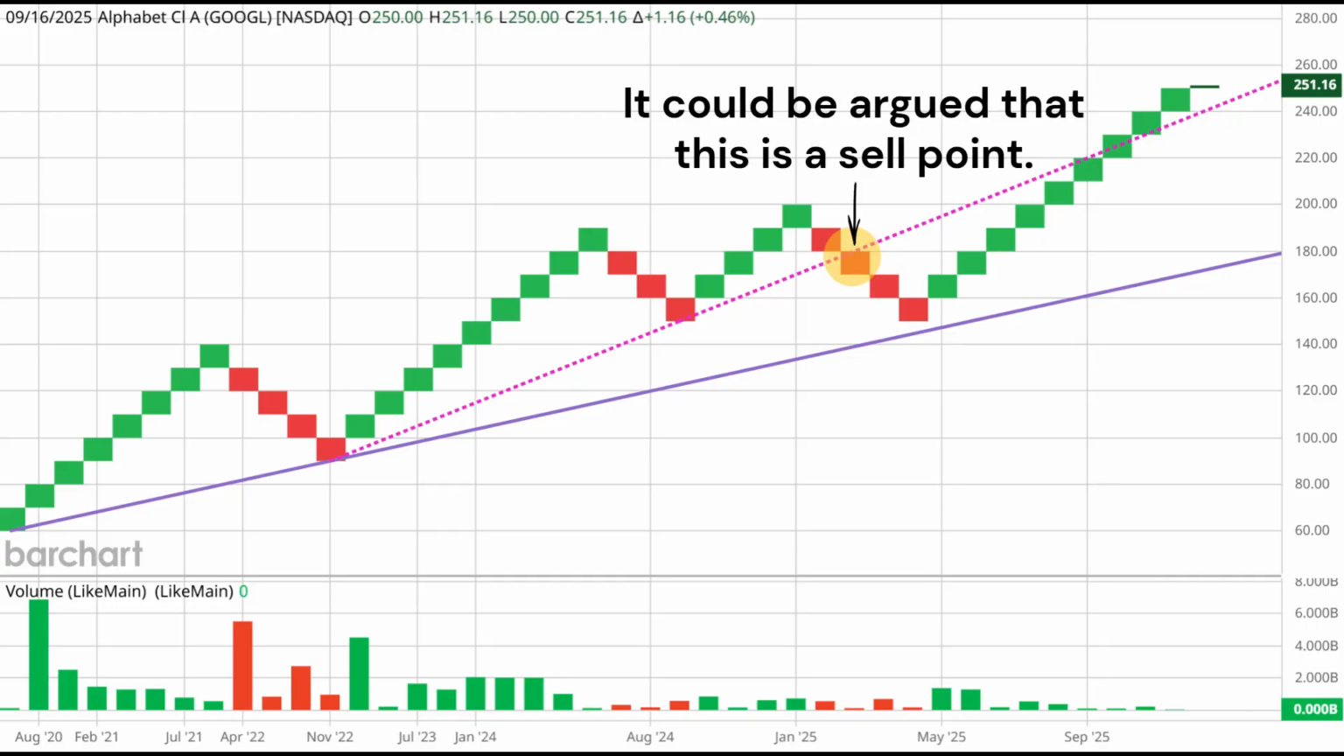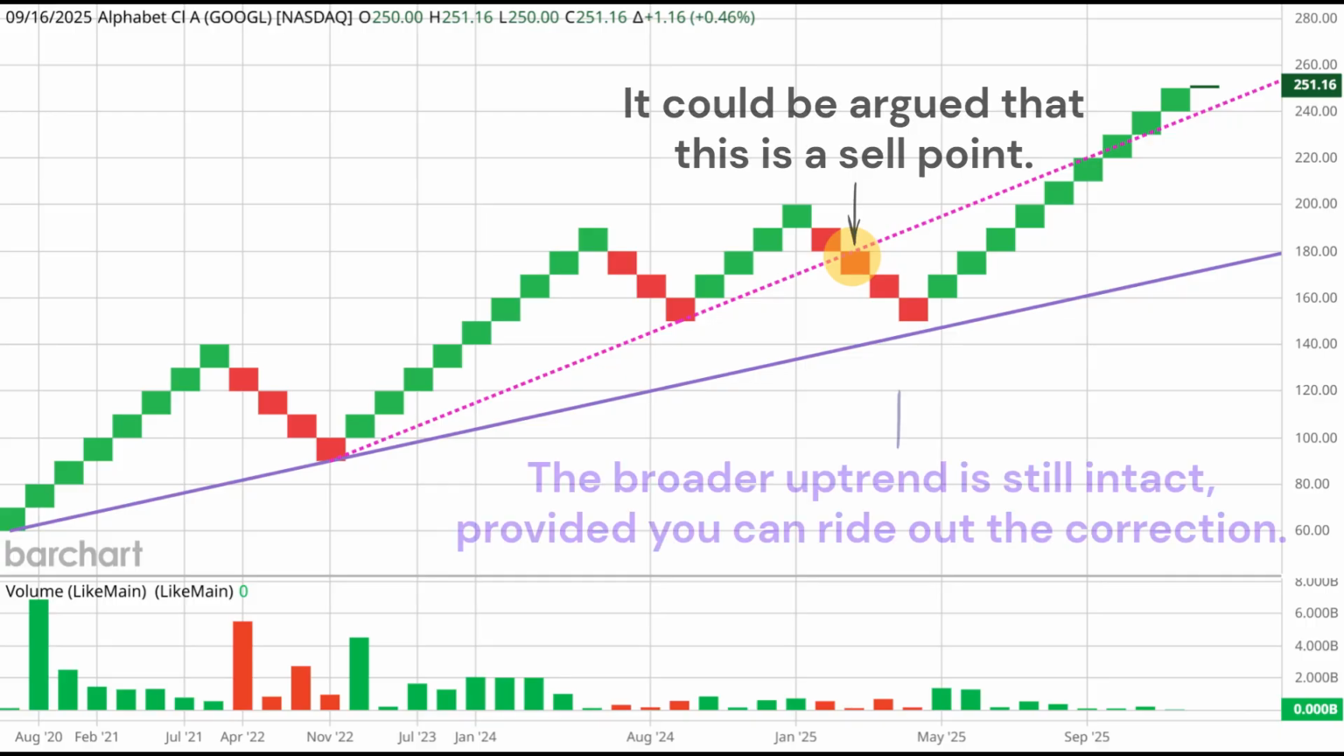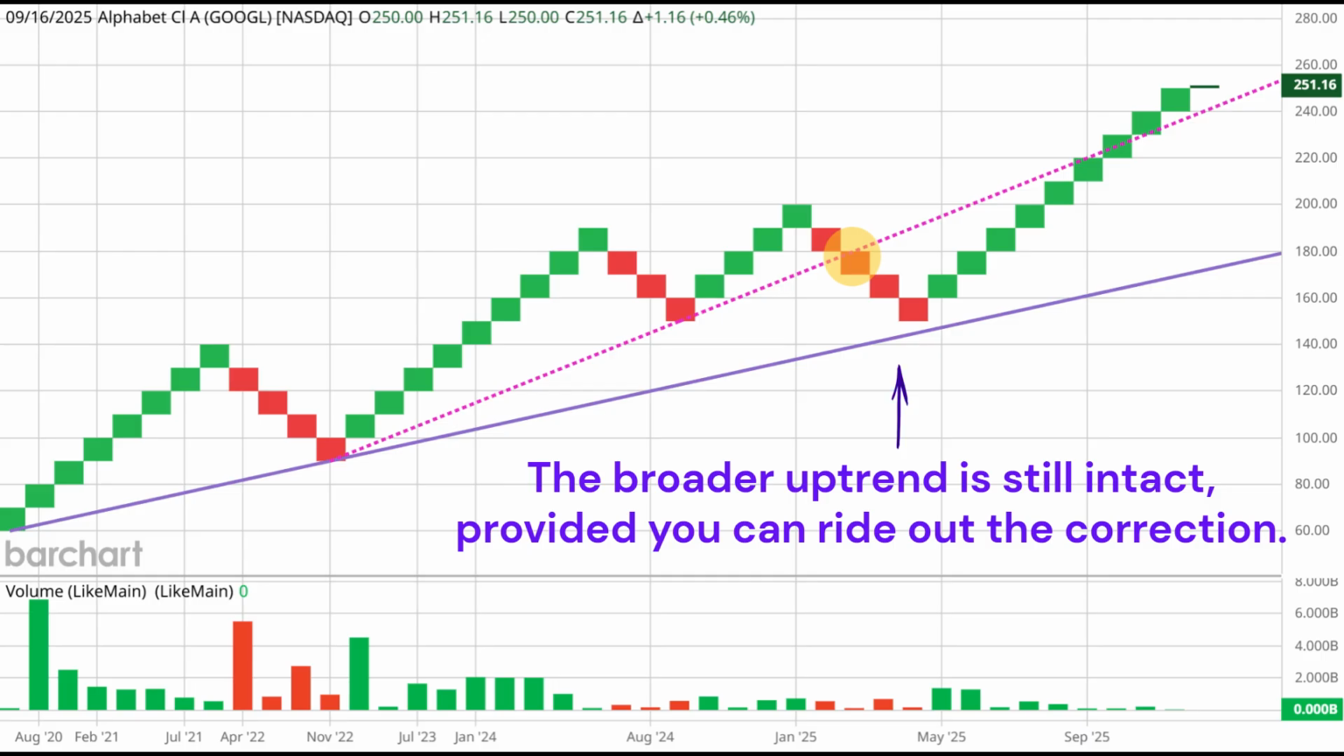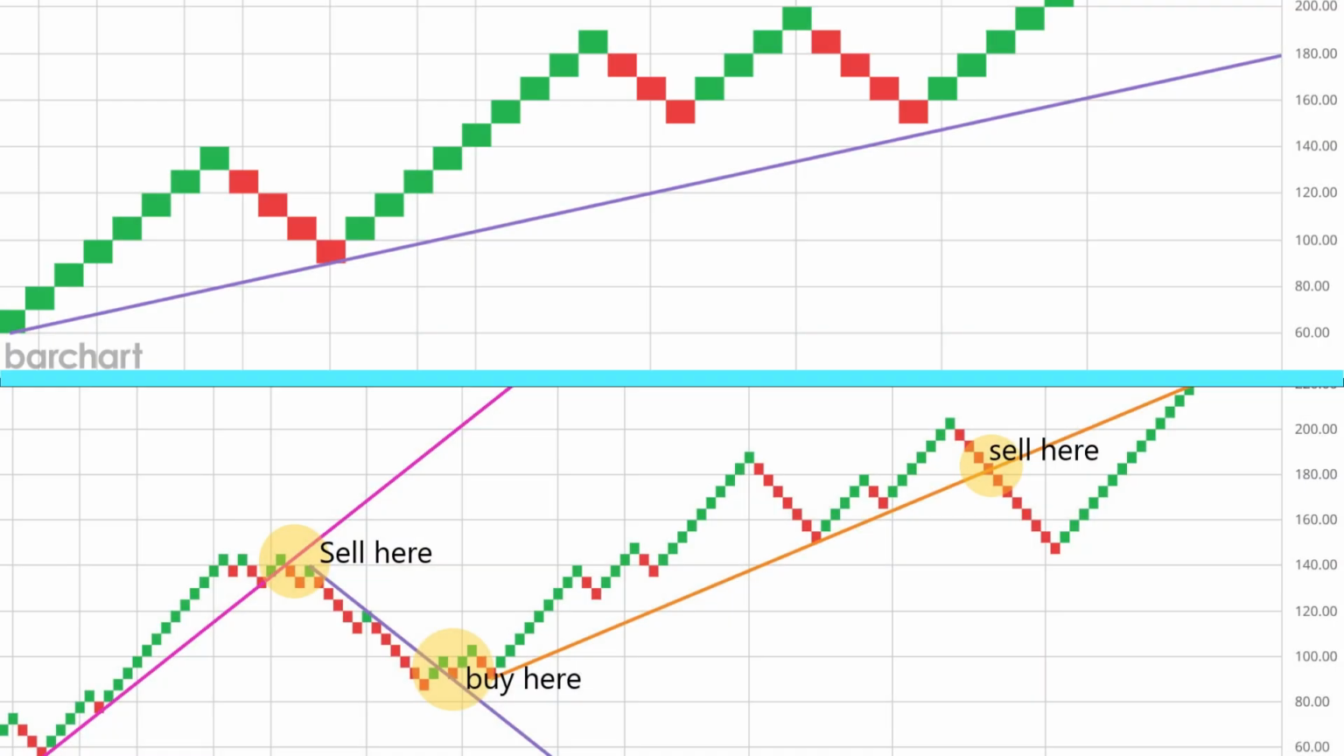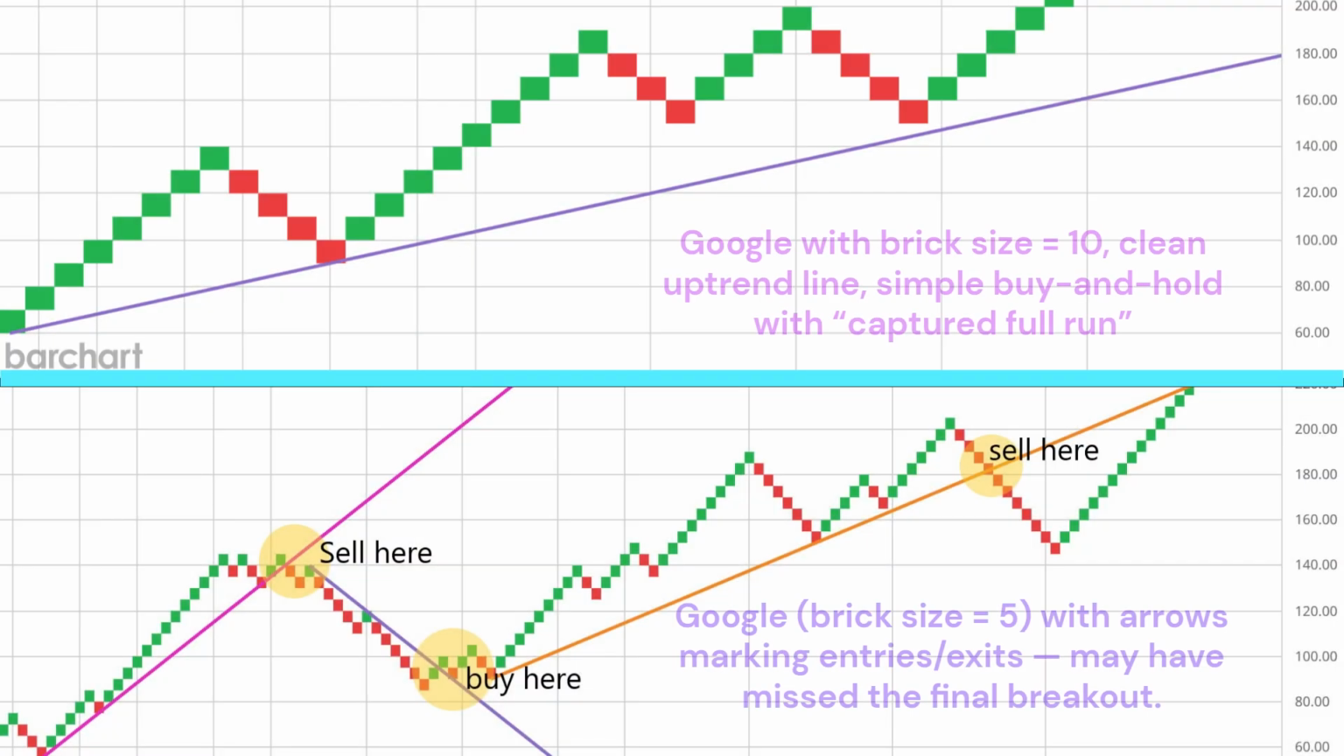This highlights an important point: brick size also ties back to your personal trading style and risk tolerance. If you want quick, frequent trades and lower risk exposure, smaller bricks will give you more signals, but you may chop yourself out of the bigger move.